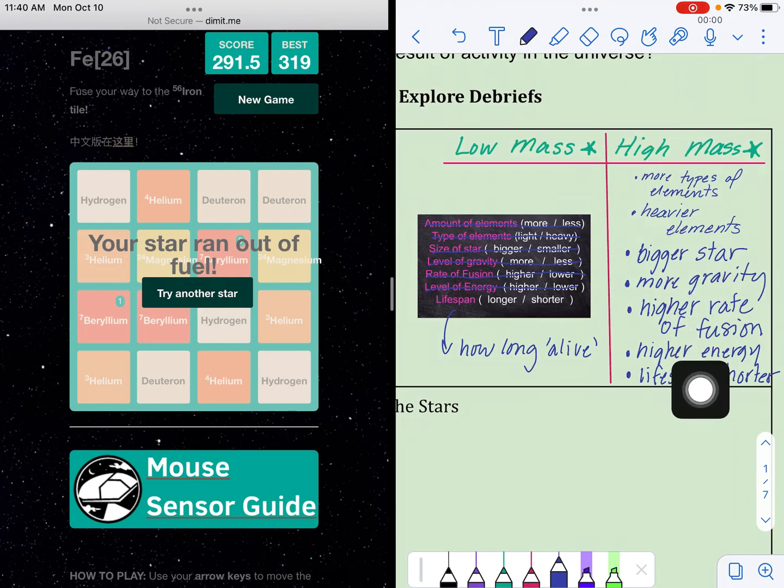So now I've got my full characteristics list for high mass. Now all I need to do is take this information and flip it over here for low mass. I'm going to notice low mass stars typically don't produce as many elements. They typically have lighter elements in their composition. They're typically smaller with less gravity, a slower rate of fusion. They don't get as much energy being produced, but they can live quite a bit longer because they're not using up their elements as quickly. It's a slower rate of fusion, so we're seeing a longer lifespan. So that should be your characteristics list over here on the low mass side.